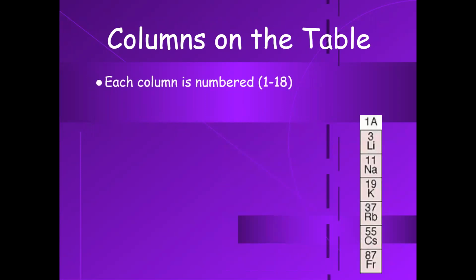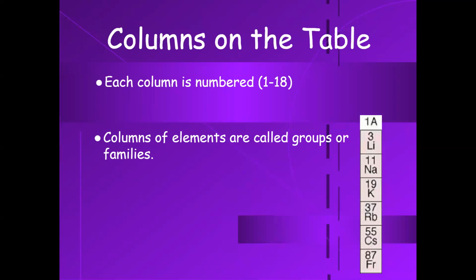Let's look at the columns on the periodic table. There's a total of 18 columns. Those numbers are usually written up at the top from left to right as you move across the periodic table. Columns are also called groups or families. These are synonyms. So depending on the resource that you're reading, sometimes it will say the word column, group, or family. Just know that they're exactly the same thing.